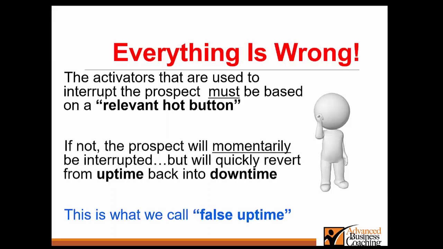So let me give you an example. Have you ever heard someone call out your name in a crowded room? That immediately interrupts you because your name is familiar. But when you turn around and see who was calling, you realize, oops, they were actually calling out to someone else with my name. Your name is an activator, but in that situation your name wasn't important or relevant to you, it didn't engage you. You quickly reverted right back to downtime. And again, that's false uptime.